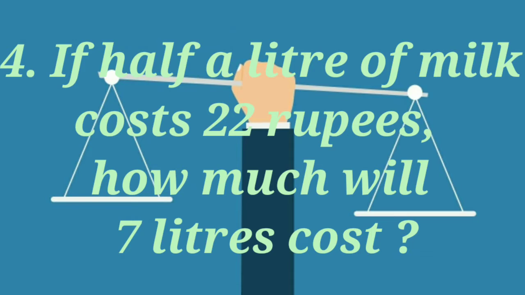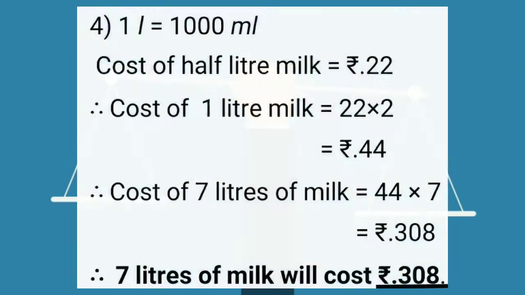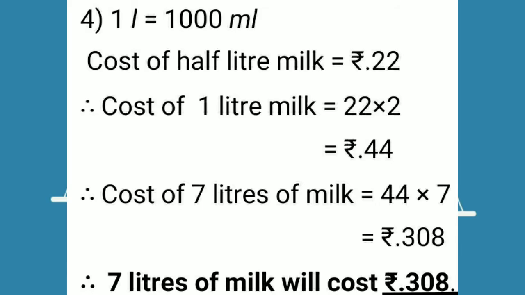Question 4. If half a liter of milk costs 22 rupees, how much will 7 liters cost? Here, they have provided us with the cost of half a liter of milk, and on the basis of that, we are expected to find out the cost of 7 liters milk.